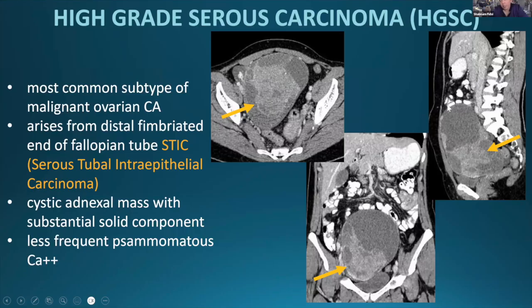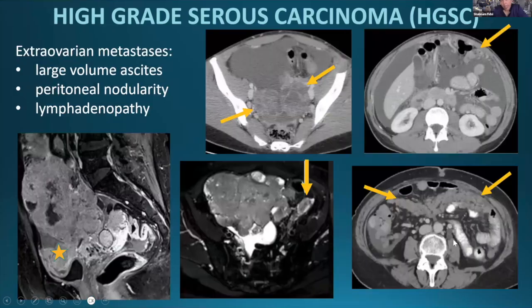It's pretty large, extends almost to the level of the umbilicus, and this was a pathologically proven high-grade serous carcinoma. Now, some of these patients can actually present with metastatic disease initially, and this can manifest as large volume ascites, peritoneal nodularity or carcinomatosis, and lymphadenopathy.